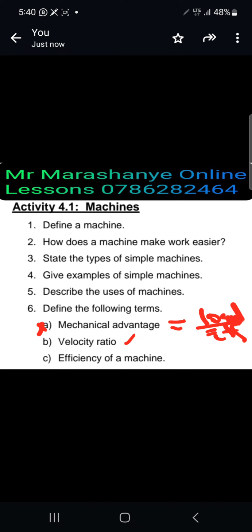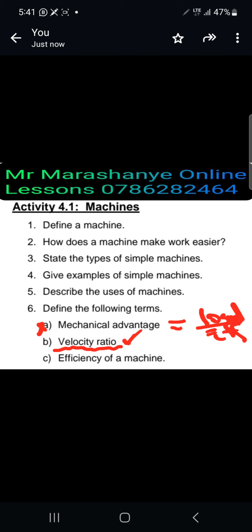Moving on to number 2, velocity ratio. It differs depending on the machine. For the velocity ratio of a pulley, you just have to count the number of pulleys. For the velocity ratio of an inclined plane, you get it by distance moved by effort over distance moved by load. Velocity ratio is the ratio of the distance moved by effort to the distance moved by load in the machine.